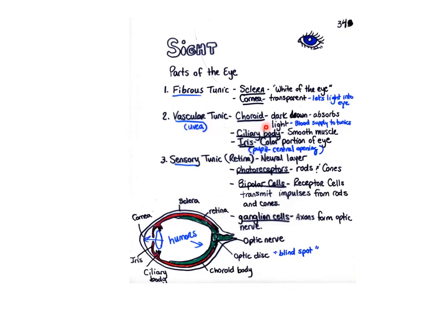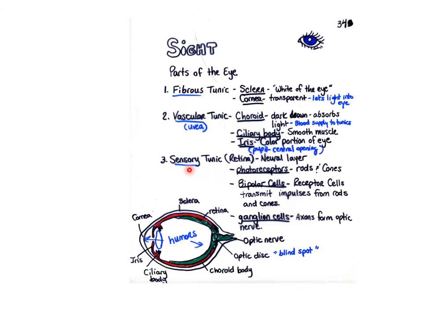Now, the choroid layer is dark brown. It absorbs light. It also has the blood supply for the tunics. And the ciliary body is in the front. That's smooth muscle. So here's the choroid layer. The ciliary body is right there. And then anterior to that is the iris. And the iris is the colored portion of the eye. And the pupil is the central opening.